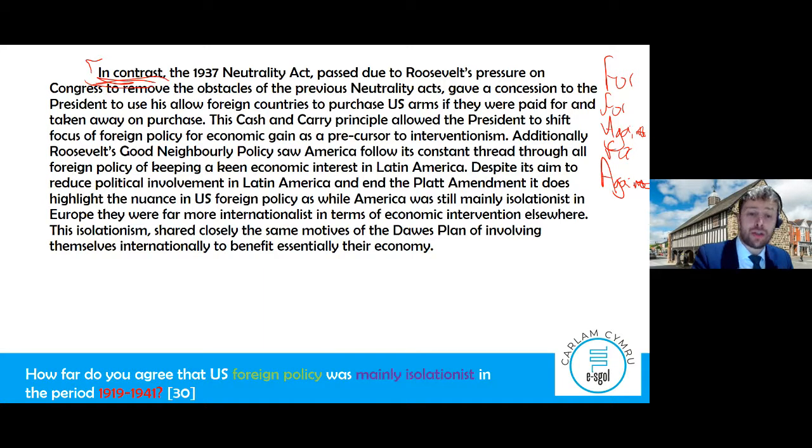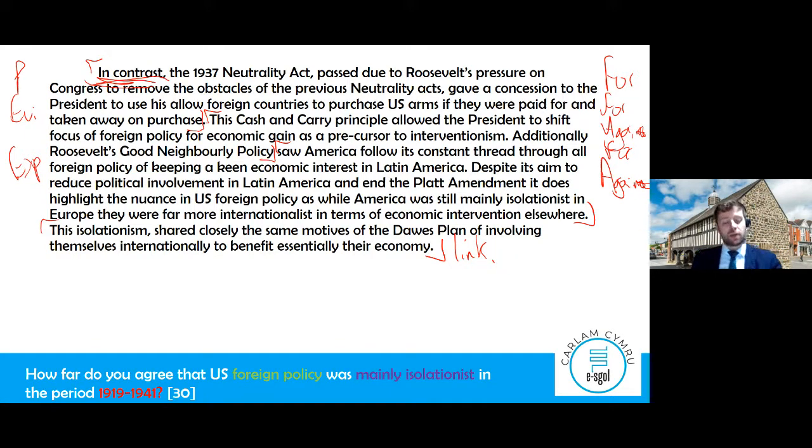So "in contrast" through to "purchase" is our point. "Cash and carry principle" through to "good neighborly policy" is our evidence. And then through to the last sentence is our explanation. So our point, our evidence, our explanation, and then our link. This last bit in particular is a link, isn't it, to what we saw earlier with the Dawes Plan.